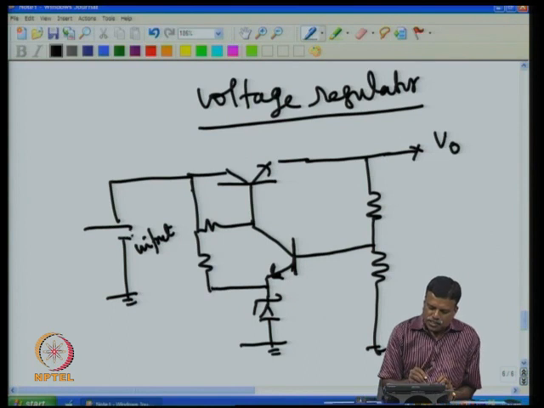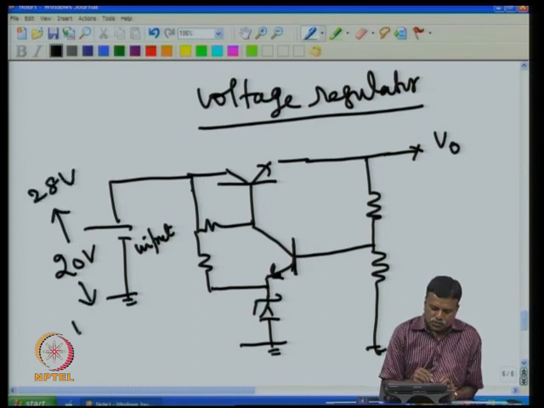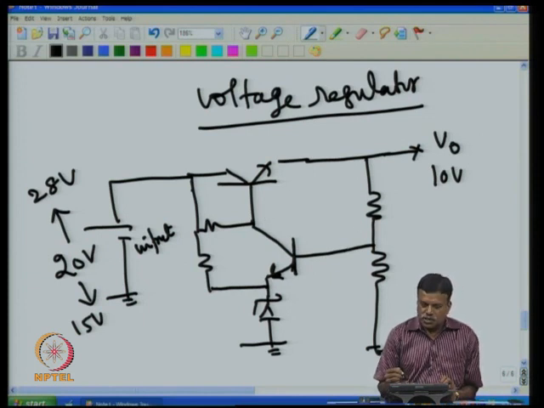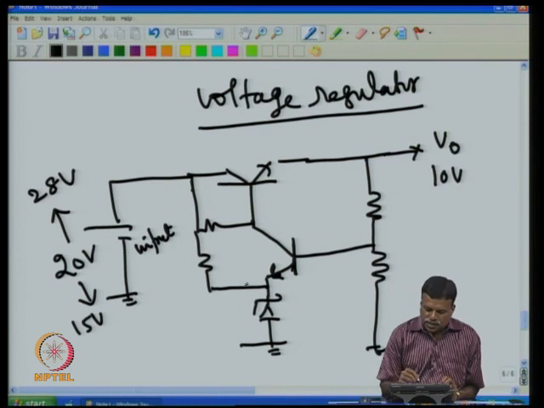Assume that this is 20 volt DC, and this is unregulated, in the sense this voltage may be varying, say 20, it may go up to 28, down it may come to 15. So this voltage can be anywhere from 15 to 28, but what I want here is the output to be a steady 10 volt. I want a steady 10 volt. That is what this circuit does.